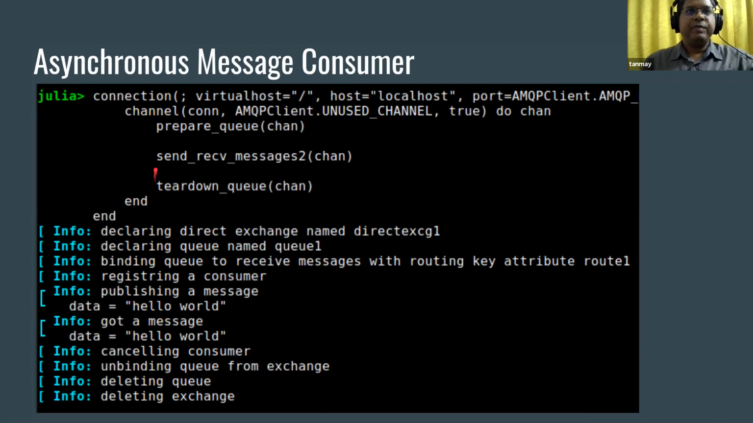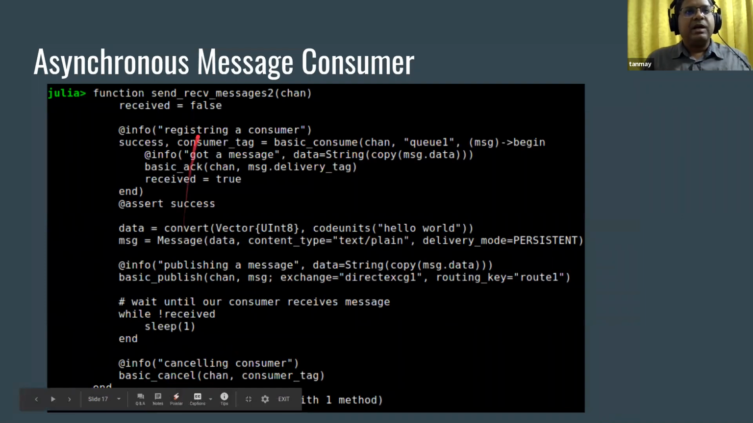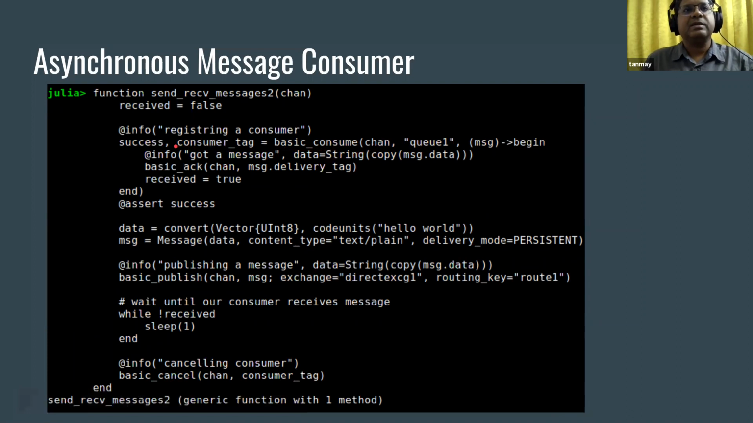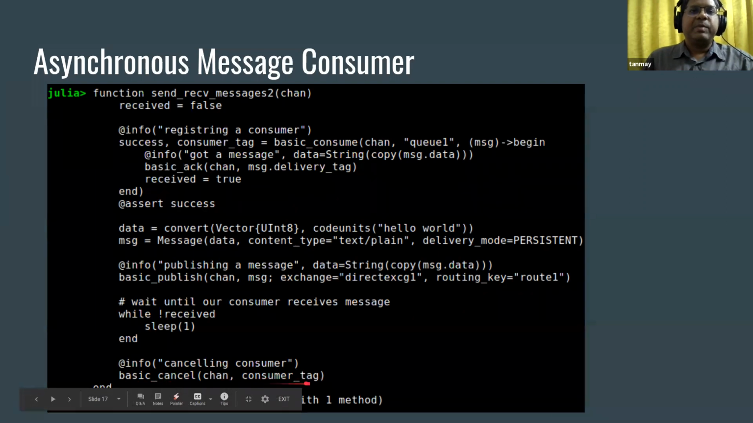And sure enough, if we plug this into our skeleton program, we will see the published message getting received asynchronously. Finally, we cancel the consumer, unbind the queue and clean up. Canceling the consumer actually deregisters the function from the queue. That's what basic cancel will do. When we register a consumer, we get the consumer tag, which is an auto-generated ID for the consumer by the server, by the broker. So we can cancel the consumer anytime by specifying the same tag.